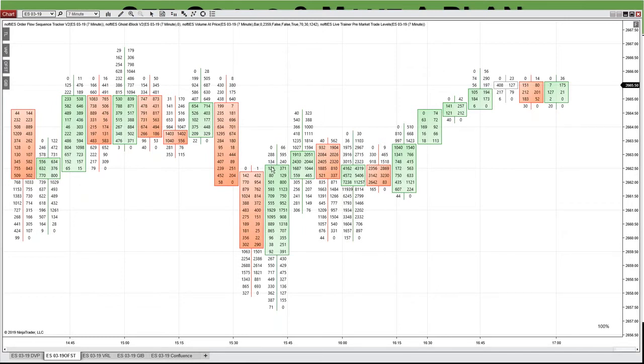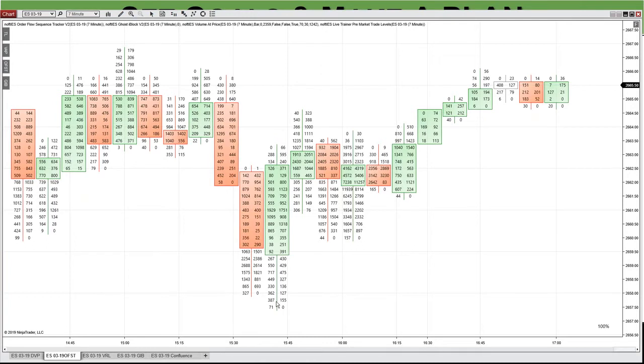We're going to rename these. We're going to name the left ones aggressive sellers. These are aggressive sellers, the number of orders that are placed by aggressive sellers. You might want to write that down. And these are the orders placed by aggressive buyers. That aggressiveness component is what makes this work.